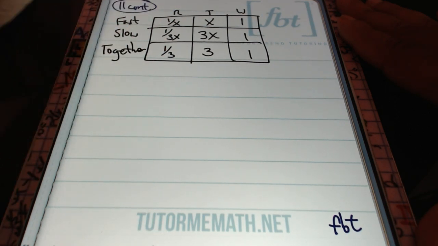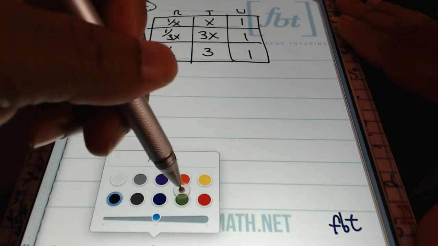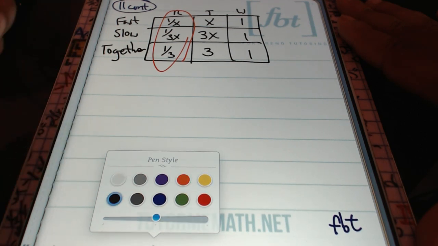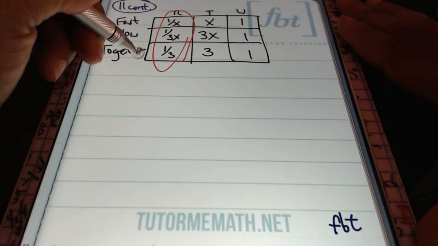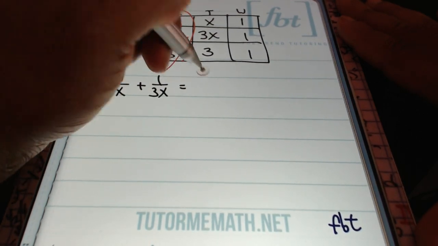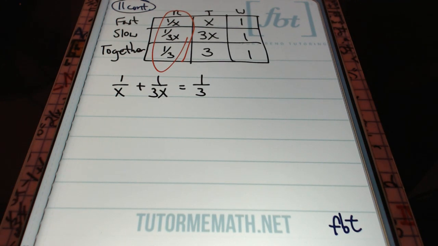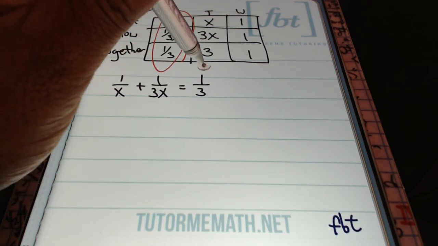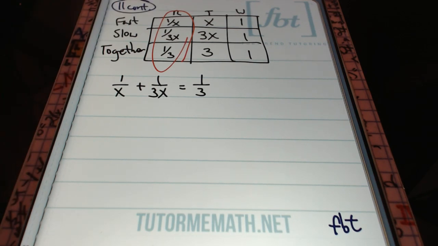Now it is this first column that will give you the equation that you need. Let me show you. You'll have 1 over X plus 1 over 3X equals 1 over 3. Let me explain what's going on here. I'm saying that the rate of the fast maid plus the rate of the slow maid has to equal the rate of them working together. And that is how you end up with the proper equation to solve this word problem.